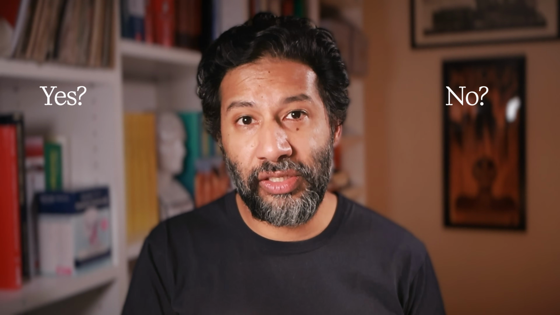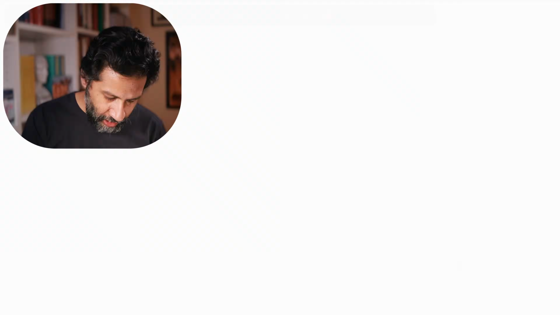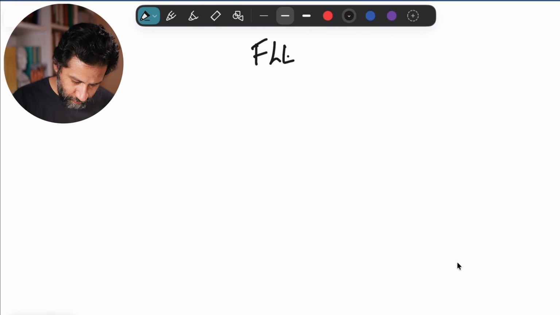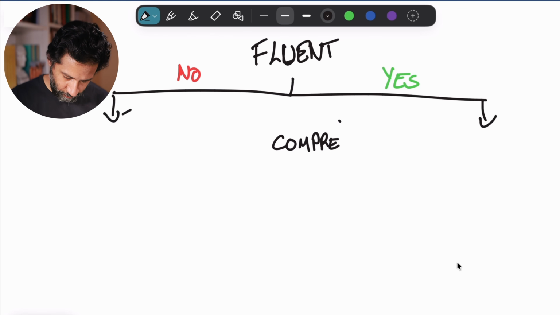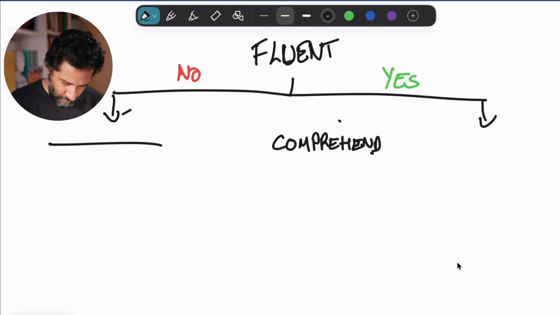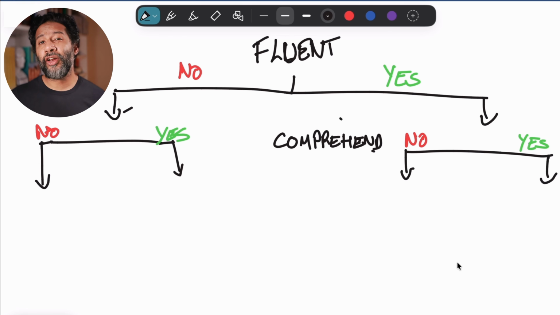So I use this flowchart every time I see a patient with the 3 questions. All of these 3 questions are yes or no answers. So the first question is, are they fluent? So that's where we start off with. That can either be yes or that can be no. The next question we ask is, can they comprehend? That can either be a yes or a no. And the final question we ask them is, can they repeat? And again, that can be a yes or a no.